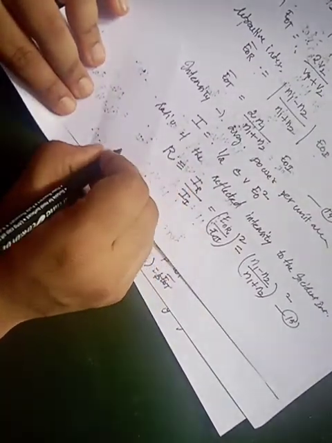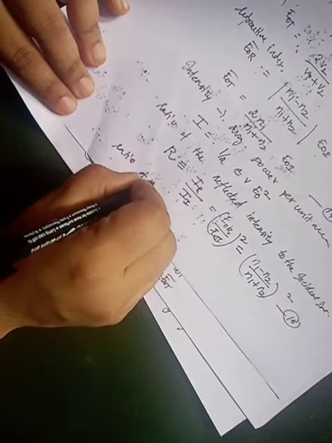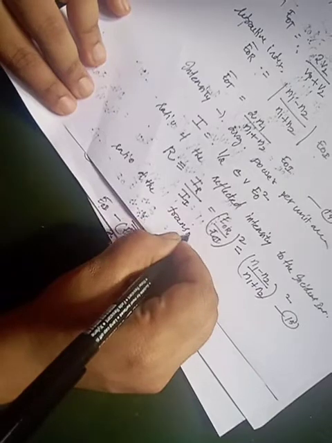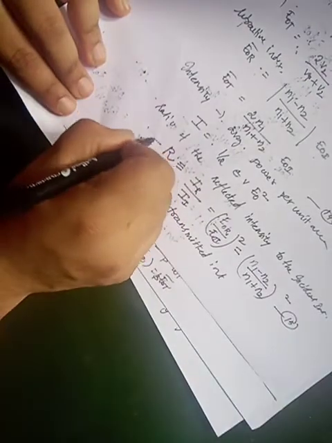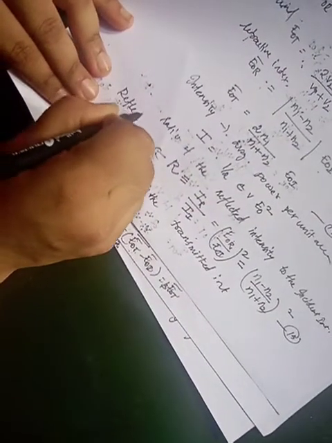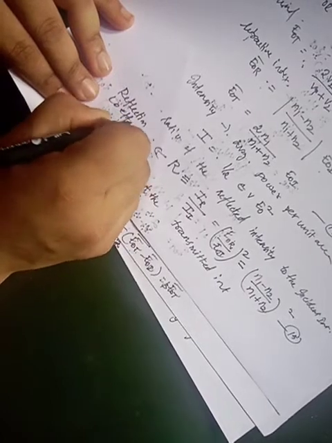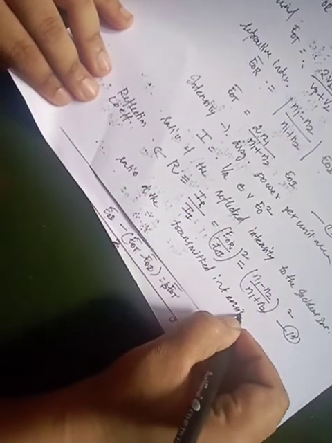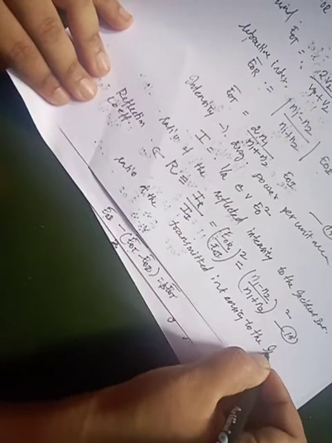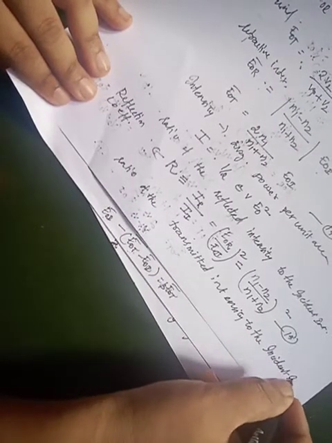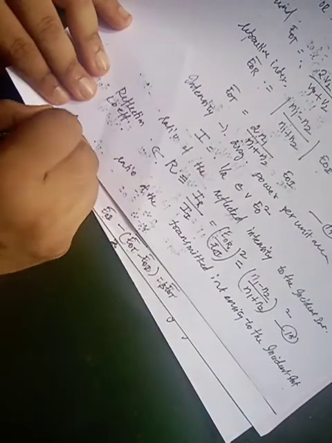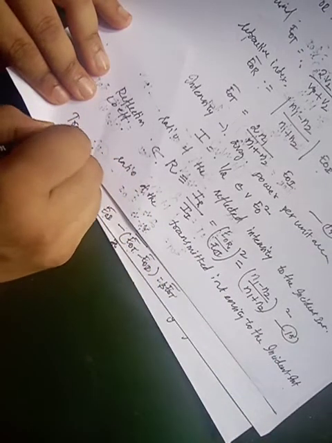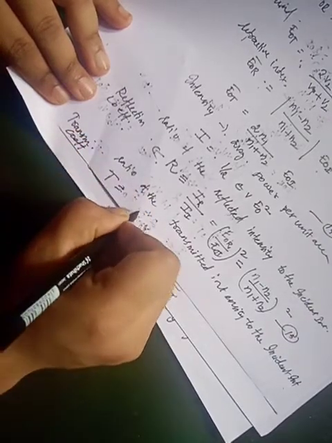Whereas the ratio of the transmitted intensity to the incident intensity is the transmission coefficient. The ratio of the reflected intensity to the incident intensity is the reflection coefficient R. The ratio of the transmitted intensity to the incident intensity is the transmission coefficient T, which is written as IT by II.